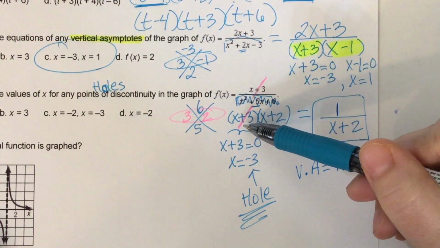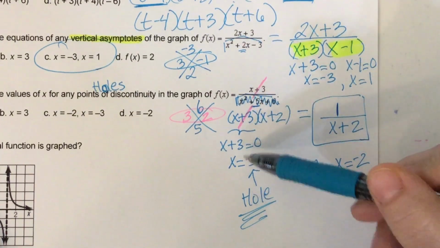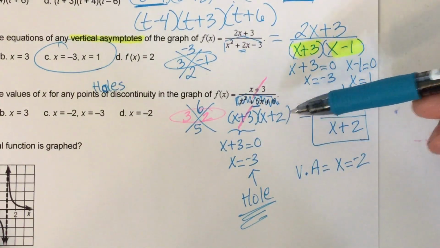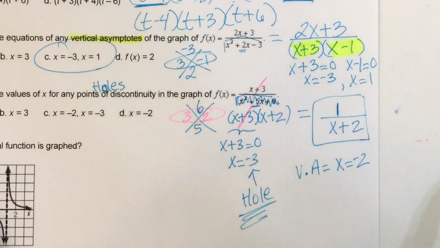So the factor that is in the denominator that cancels out with the numerator, that makes a hole. And the factor that's in the denominator that doesn't cancel out, that makes a vertical asymptote. So that's the difference between those. All right, this one here.